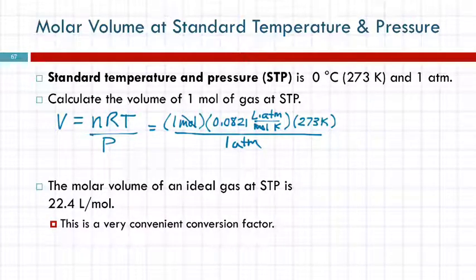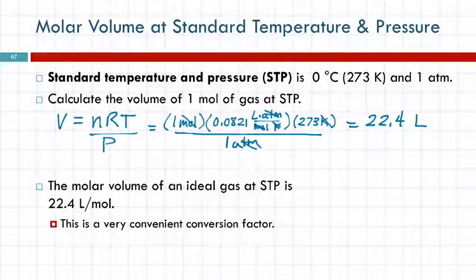So the moles cancel, the atmospheres cancel, the Kelvins cancel. So you've got 1 times 0.0821 times 273 divided by 1. That would have 3 significant figures, and we get 22.4 liters. This is called the molar volume of a gas. The molar volume of an ideal gas at STP is 22.4 liters per mole. It's a very convenient conversion factor because it applies to any gas.